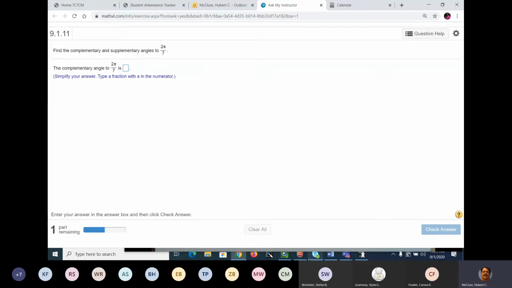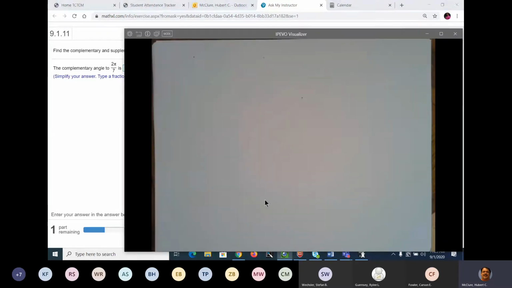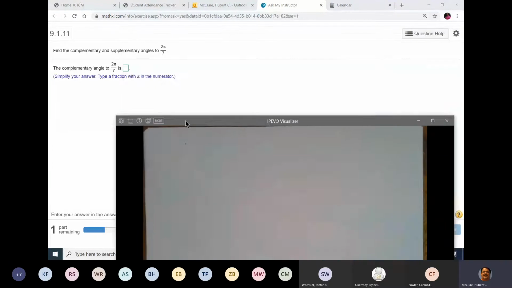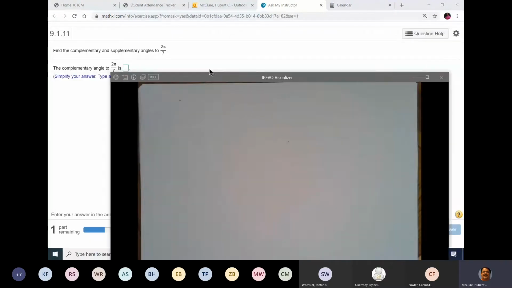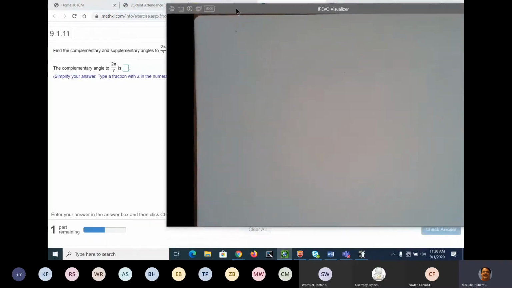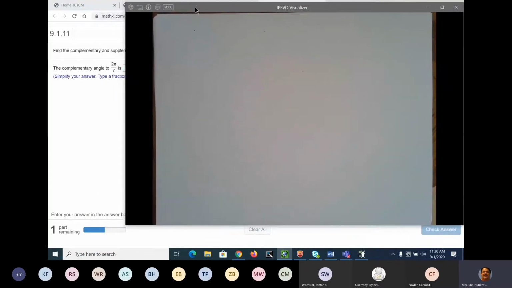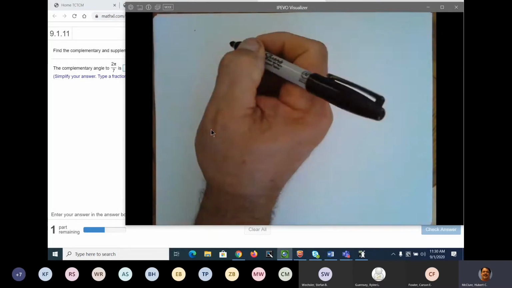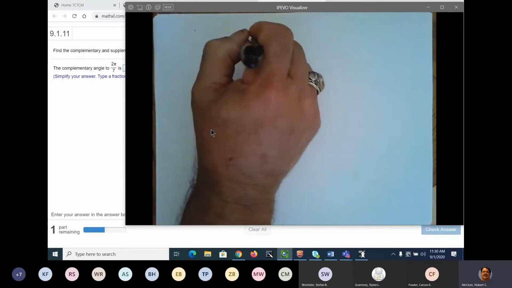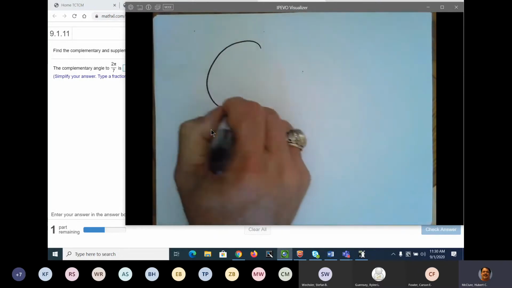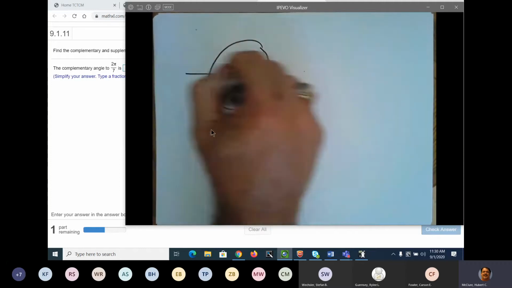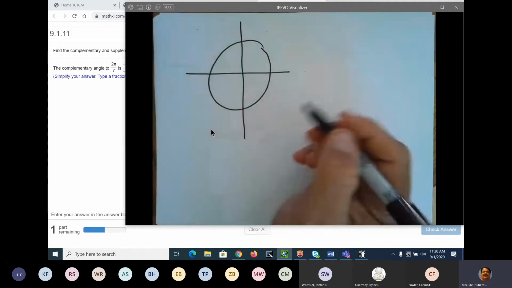There's 2 ways you can do this. First of all, it says complementary, so we know that means what? 90 degrees. Well, on a unit circle, which we haven't covered yet, and that's why I don't like this question. On a unit circle, I'll just draw a circle right here. And you better learn it. We'll learn it here in a little bit.